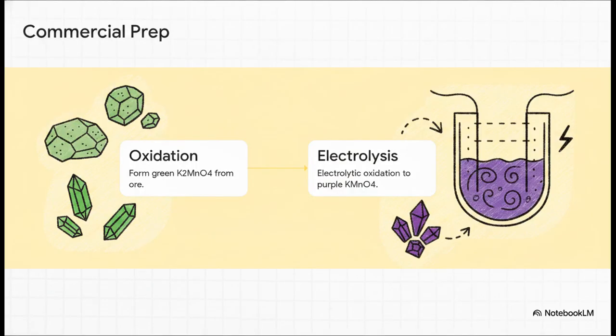But if you're running a massive industrial factory, you want to be as efficient as possible. The first step remains exactly the same, making that dark green potassium manganate. But instead of relying on chemical disproportionation, massive factories skip that entirely. They use electrolytic oxidation. They just run electricity right through the mixture to force the oxidation all the way to that final purple KMnO4 product rapidly and efficiently.